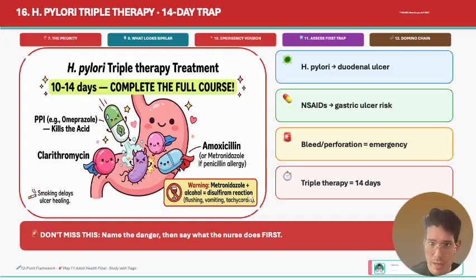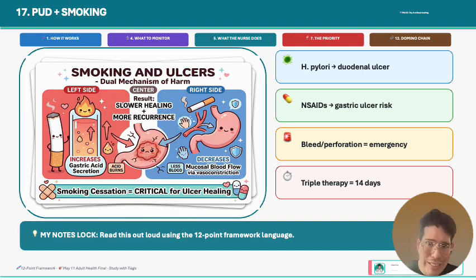So, for example, an exam angle is teaching and compliance. The most correct answer is often the one that keeps the patient on the full regimen and avoids alcohol when metronidazole is involved. Okay? Smoking can also increase acid-related problems and raise recurrence risk. So smoking cessation teaching is not a side note, it's part of the ulcer care, right? If a question asks what to teach a patient with PUD who smokes, I should not only think about medications, I should think about healing conditions. Stop the irritant, protect the lining, improve blood flow, and reduce recurrence risk.